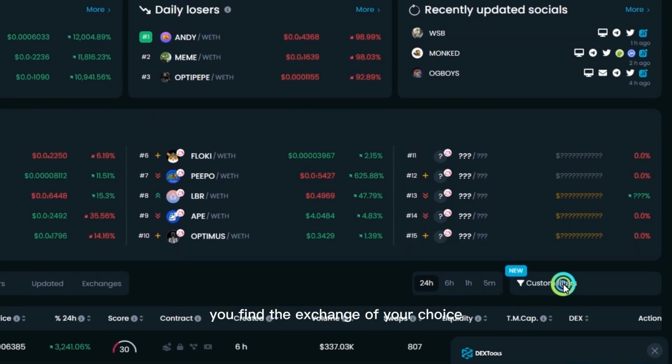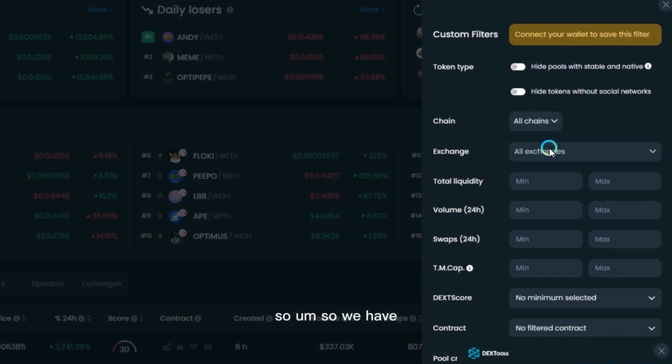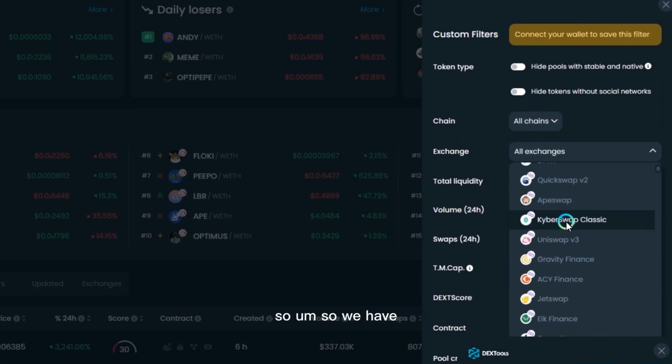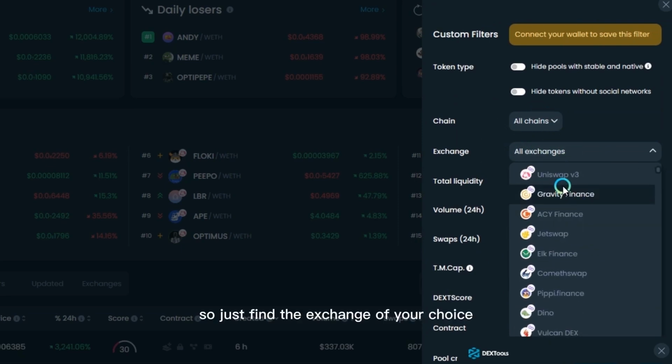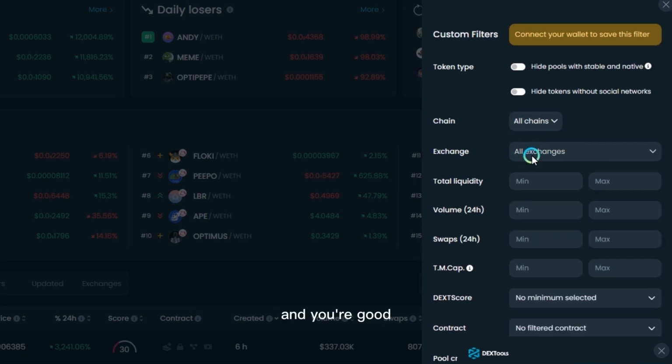You find the exchange of your choice. So we have Uniswap. So just find the exchange of your choice and you're good. What is the minimum liquidity that project should have? What is the maximum liquidity that project should have? What is the 24 hours volume? All right. So minimum and maximum.